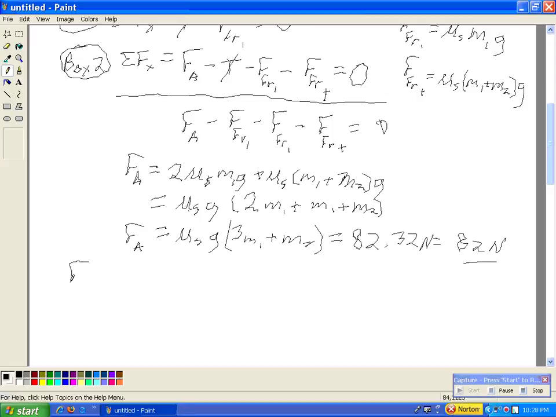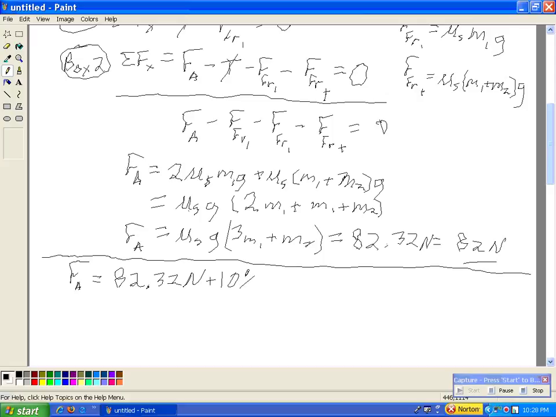They're saying, let's separate this. They're saying the applied force now is 82.32 newtons plus 10% of that, which is 82.32. Let's wait till this catches up.